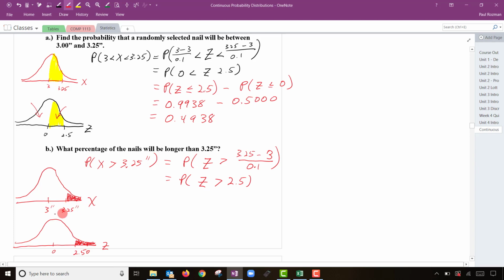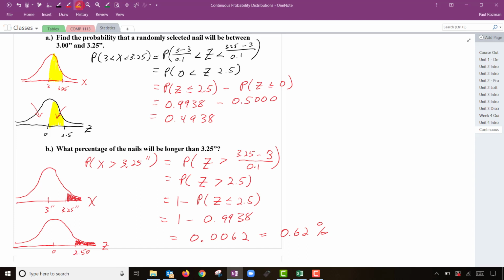We have units in our original data. Z scores don't. Greater than problems can be solved using the complement. And we already looked up 2.5 in our table. It was 0.9938. And then we get a final answer of 0.0062, which is 0.62%. It actually asked for percentage here in this question. So I guess it was right of me to convert that to percent rather than just leave it as a decimal.